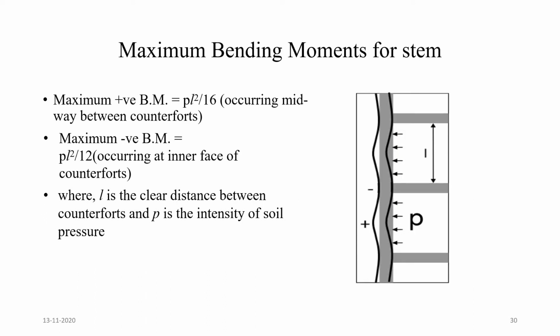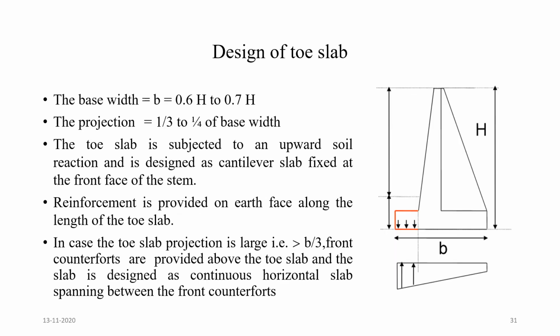Maximum bending moment for stem. Maximum positive bending moment equals PL²/16, occurring midway between counterforts. The maximum negative bending moment will be PL²/12, and it occurs at the inner face of counterforts, where L is the clear distance between the counterforts and P is the intensity of soil pressure. This is the figure of maximum bending moment for stem.